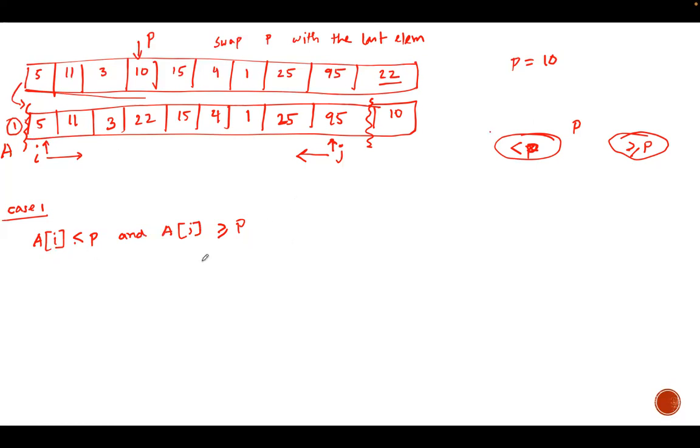So in this case, we don't have to do anything special. We are just going to move I and j. We move I from left to right, so I plus plus, and we move j from right to left, so j minus minus. Here you can see that 5 is less than 10, and 95 is greater than 10, so they are already in the correct place. So we don't do anything, just move I and j. I will be here and j will be here.